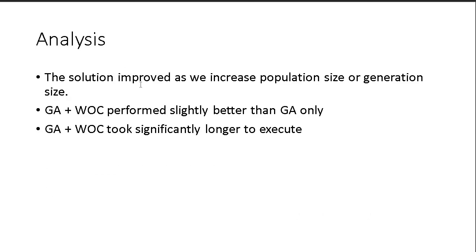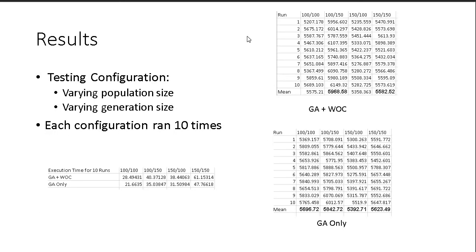The first observation is that the solution improved as we increase population size or generation size. If you notice here, let's start with this one: we have population size 100, max generation size 100, and we found an optimal solution of 5,575. If we move over to the next column, which has an increased generation size of 150, we see an improvement, right? The value increased.